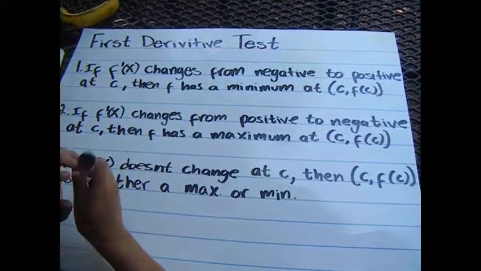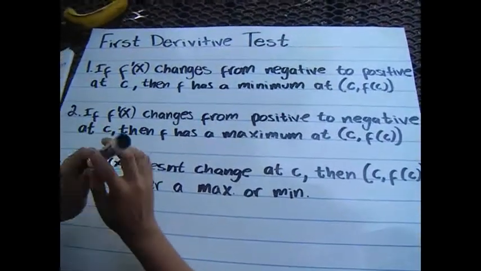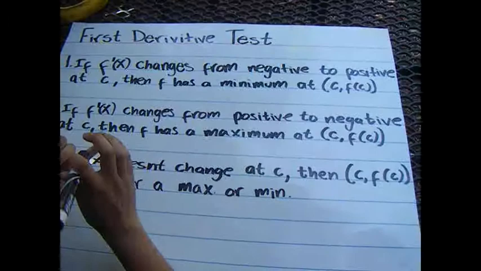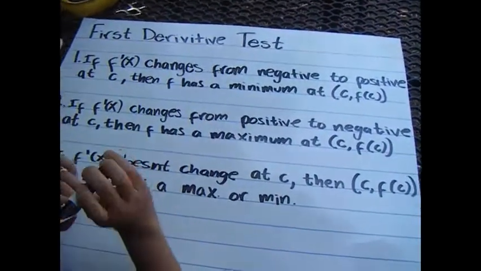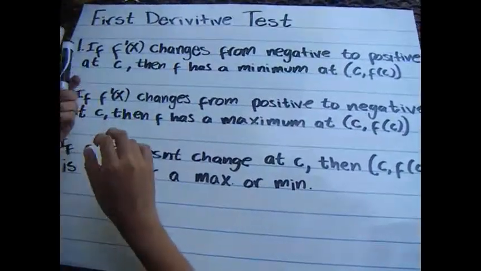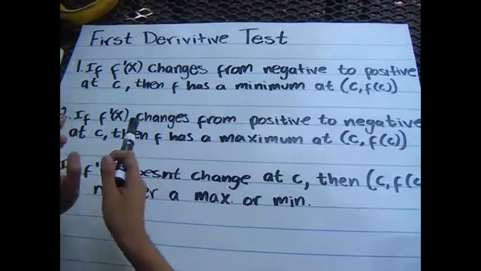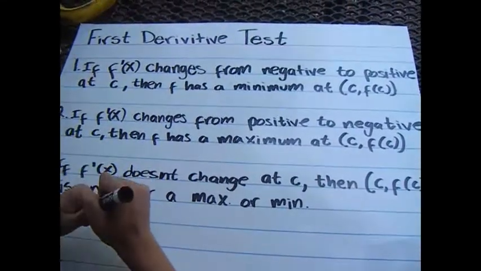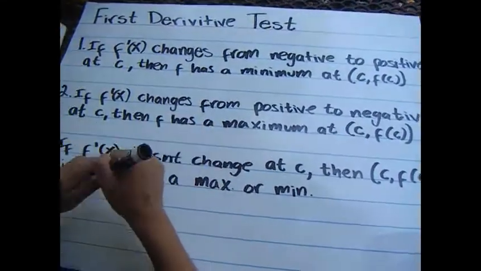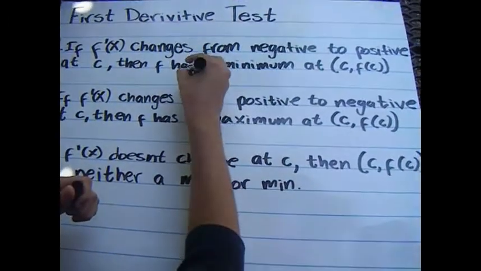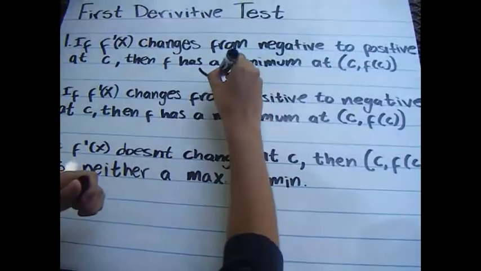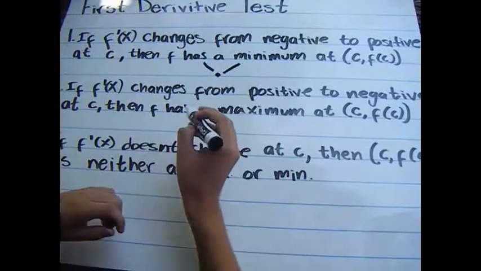So today I'll be teaching you the first derivative test. Pretty much, the first derivative test all it does is tell you where your maximums and your minimums are. There are three rules you have to remember. If f prime of x changes from negative to positive at c, then f has a minimum at c, f of c. This kind of makes sense because if it goes from negative, which means it's decreasing, to positive, which means increasing, there's a minimum right here.